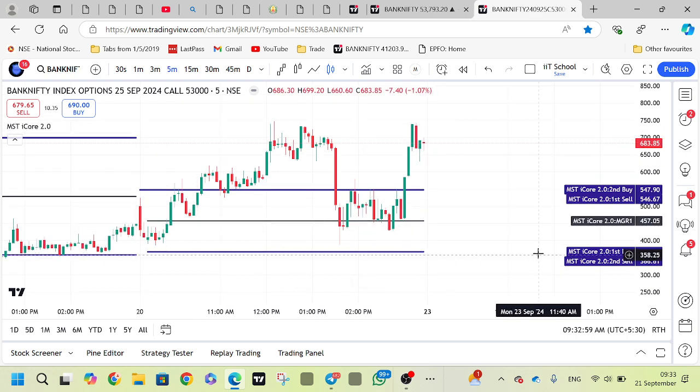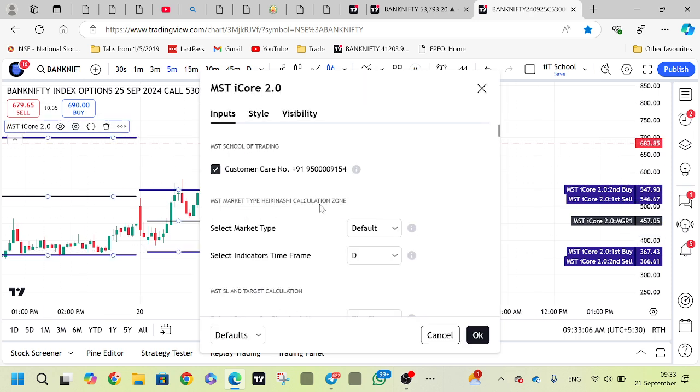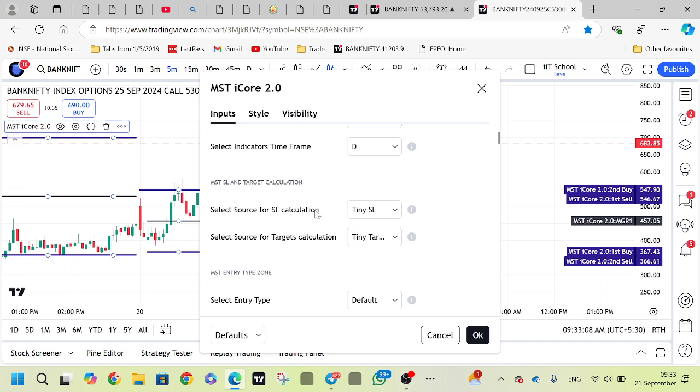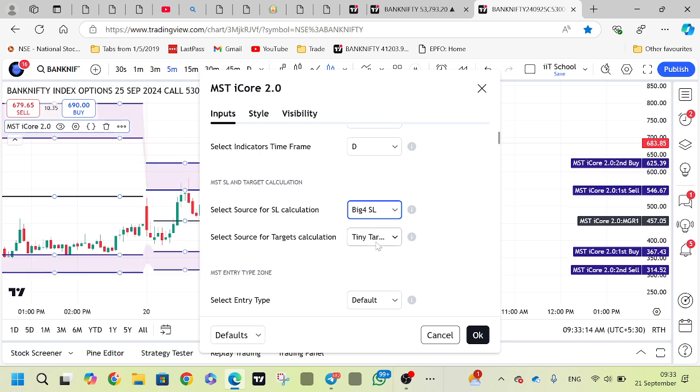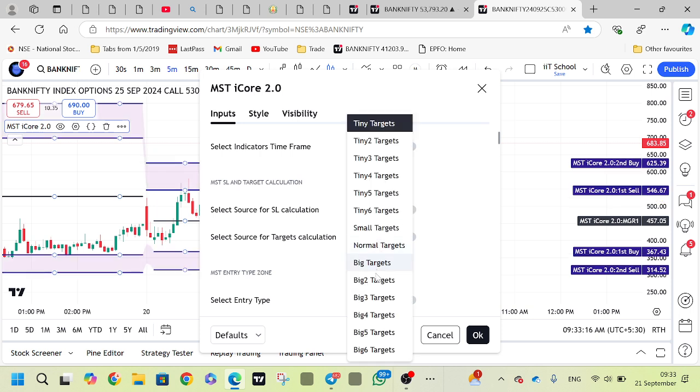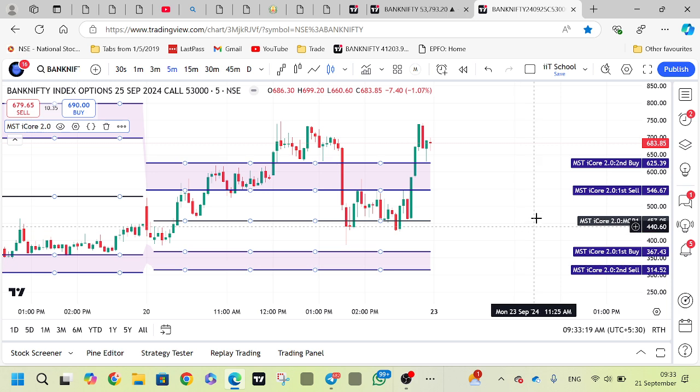Now if you notice here, the stop loss is just 1 or 2 points because we have kept it tiny. So that is why I have given the extra update in the options: the stop loss selection, big 4, big 5, big 6 and all. So now we have to keep a minimum of 30 to 40 points stop loss, so that we will get some profit. Clear now?